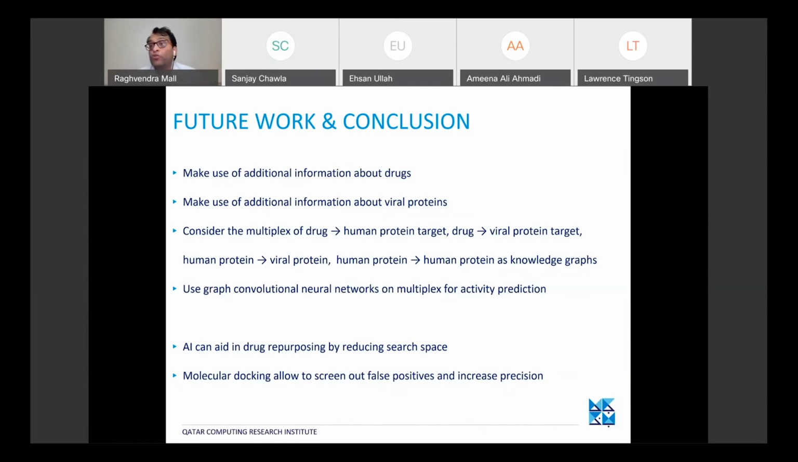Then we can also use more information about the viral proteins, like the biological processes they're involved in, or their different characteristics, including the molecular weight, GRAVY index, aliphatic index, and solubility properties. Many properties of the viral protein we can include in our vector representation, or even in the end-to-end deep learning models, to enhance them further. Then, the one solution that Ehsan presented, we can also take into account.